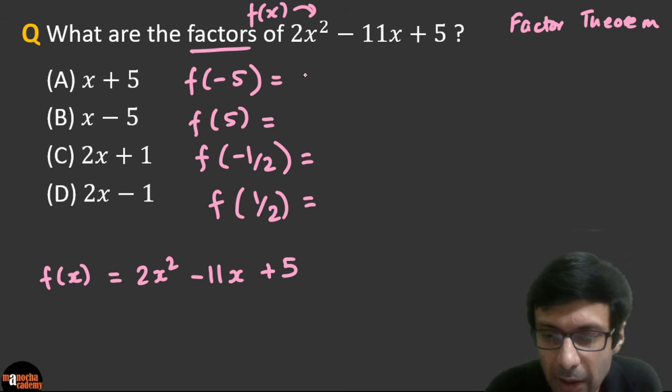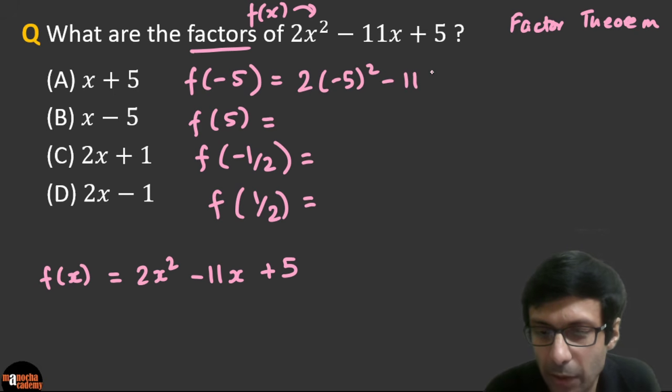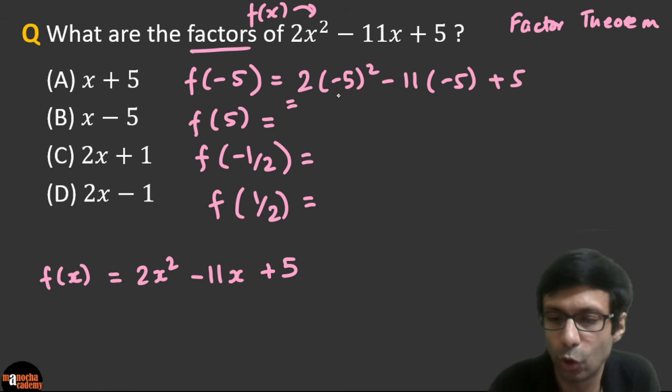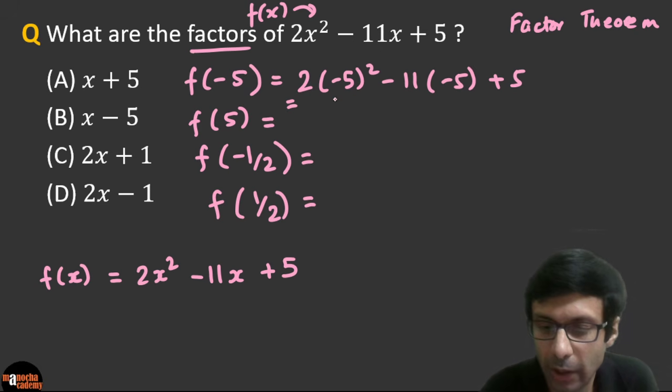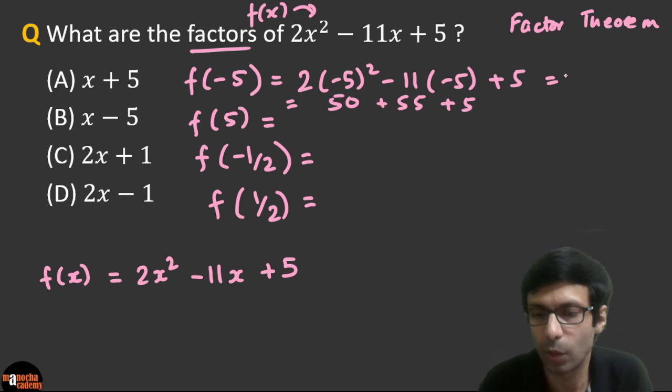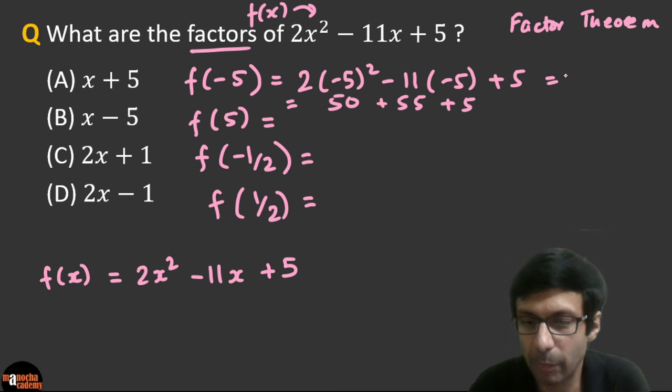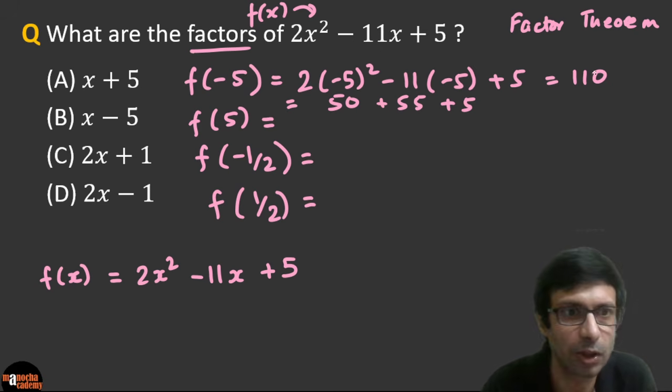So the first one is going to be 2 times minus 5 squared minus 11 times minus 5, plus 5. Come on guys, help me out here, find this out. So what is this going to be? This is 2 times 25, so 50, plus we have here 55, and plus another 5. So this is definitely not working out to be 0, because I think we're getting 60 plus 50, 110. Please check my calculations if I made a mistake.